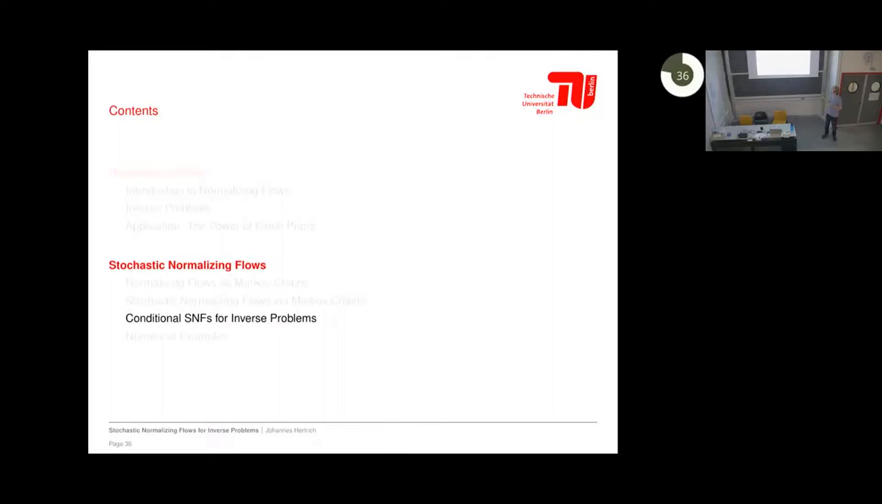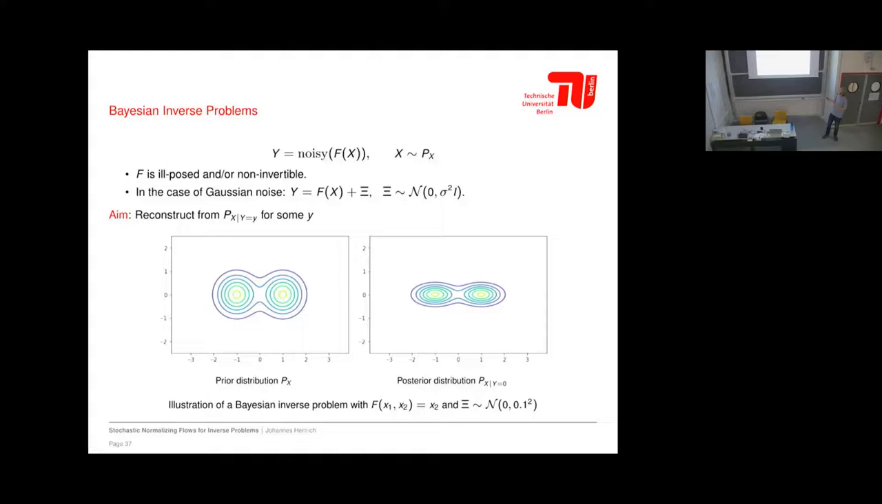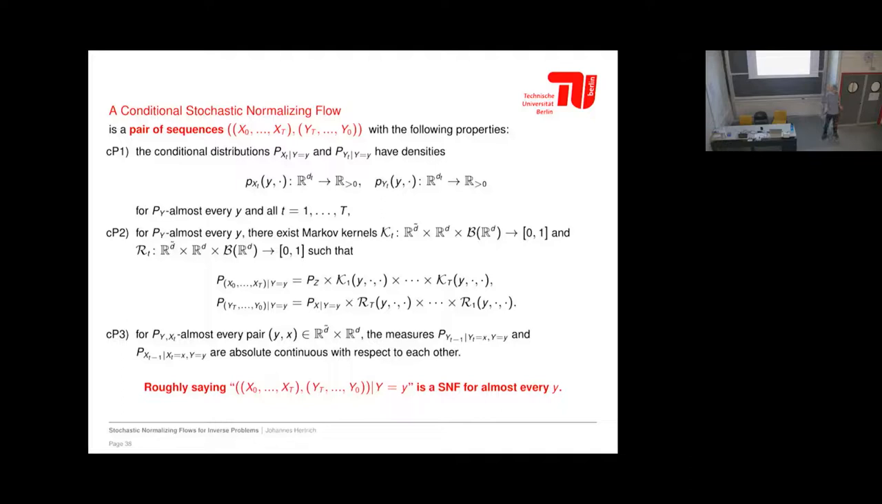Okay, so now I want to say how we can again incorporate inverse problems. This is again the notion of our inverse problem. We have a random variable x which follows the prior distribution and is fed into the forward operator and corrupted by some noise. Now we can do more or less the same thing as for normalizing flows. We adapt the conditions from a stochastic normalizing flow to a conditional stochastic normalizing flow. We construct a sequence of random variables from x0 to xt and from yt to y0. If we condition them on the random variable y being our observation, what comes out should again be a stochastic normalizing flow for each observation y.